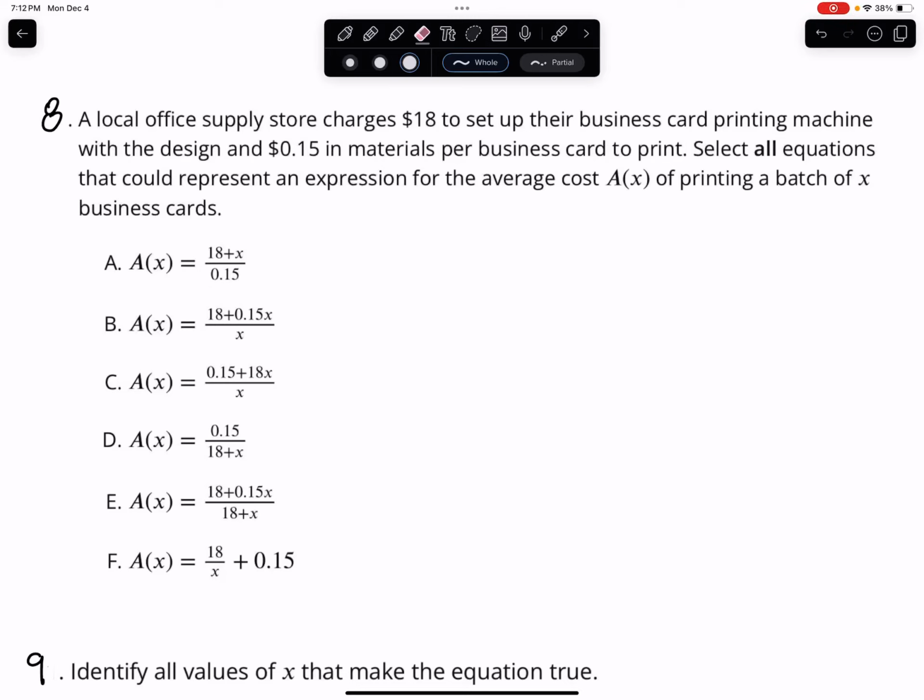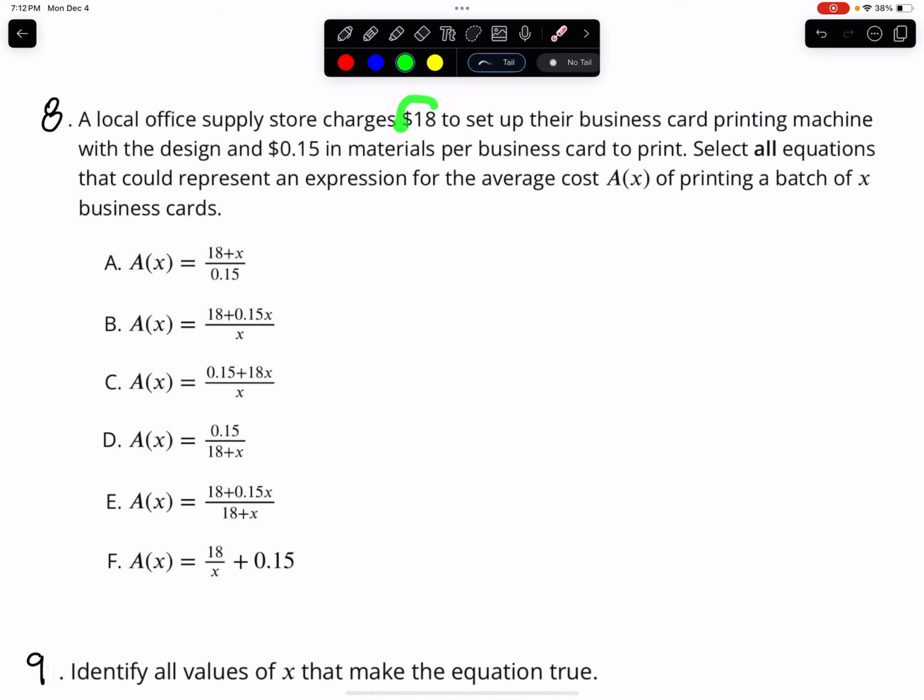Here we are at this final question, number 8. Okay, so a local supply store charges $18 to set up their business card printing machine.